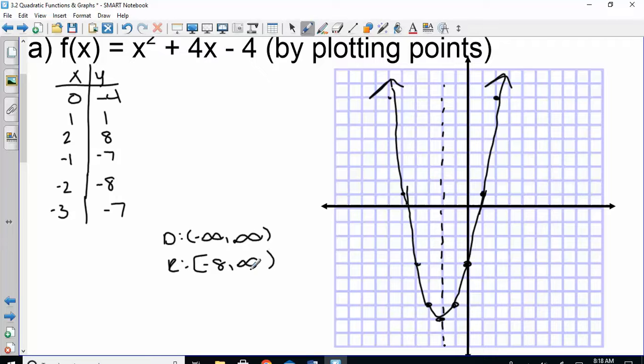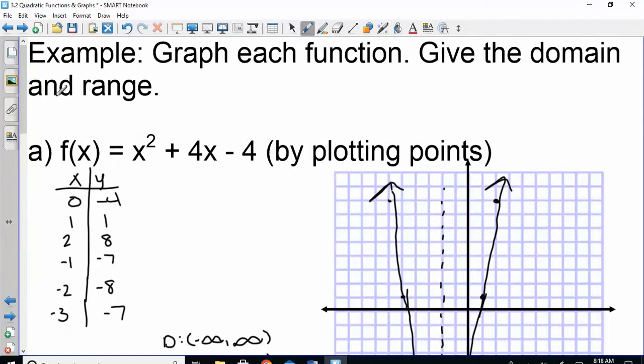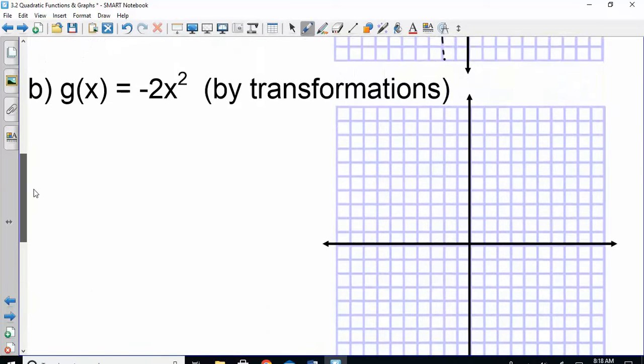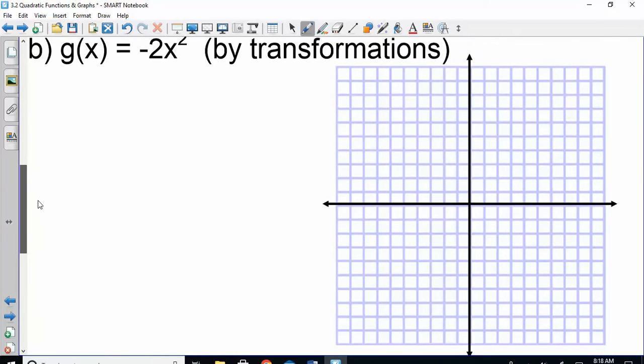If my vertex had been at like -3/5, would we have probably found that just by plugging in points? No. So this kind of gets us there, but it can be very time consuming and it's not very efficient. So that's really not the route we want to take with these. If it's written in vertex form, we can do transformations. So let's try some by transformations.